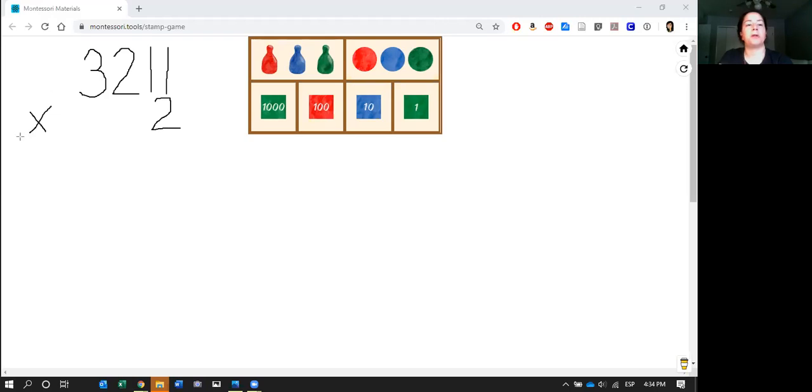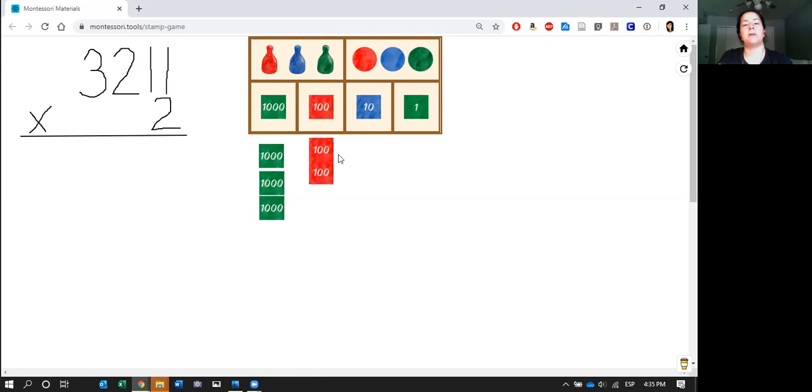We're going to find out what that equals. So we put our line here for the equals. So now let's build our quantity. We start with units, tens, hundreds, and thousands. So we're going to start with 3,000, 200s, 100s, 10, 1 unit.